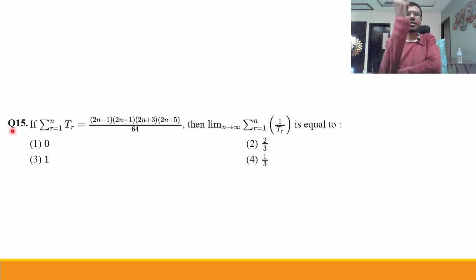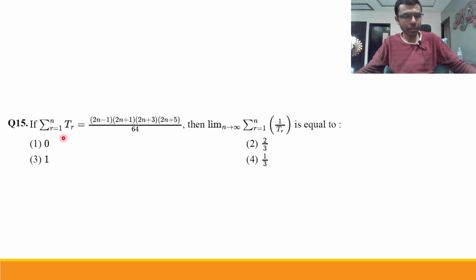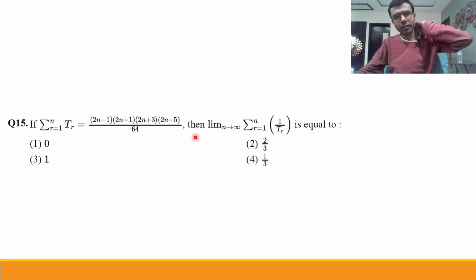Now question number 15. This is just a big one. I'm only going to do a little, but this one is going to have some good entertainment. What's the question? Sigma r runs from 1 to n, and tr is this, summation. This is a question from series. Whenever summation is there, it's a series. If commas are there, then it's a sequence. And we have a series, and they're asking limit n extends to infinity.